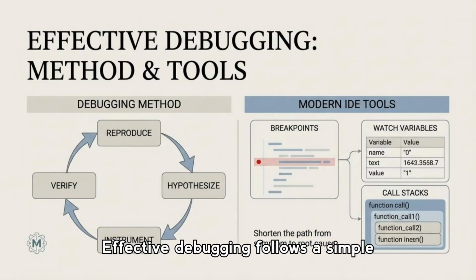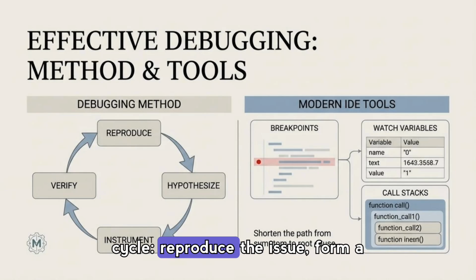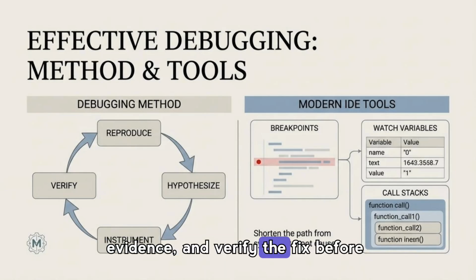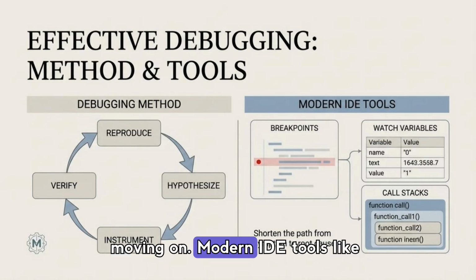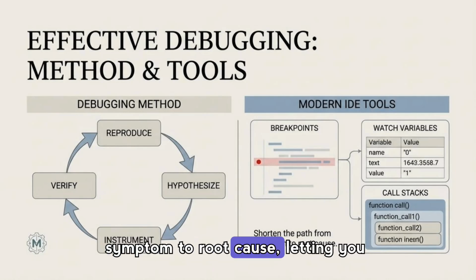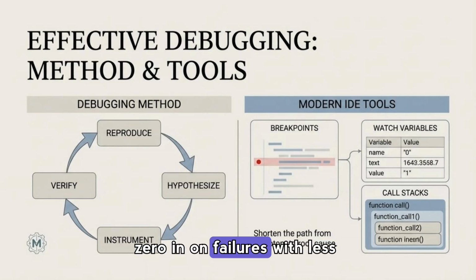Effective debugging follows a simple cycle: reproduce the issue, form a hypothesis about the cause, instrument the code to gather evidence, and verify the fix before moving on. Modern IDE tools like breakpoints, watch variables, and call stacks shorten the path from symptom to root cause, letting you zero in on failures with less guesswork and faster resolution.